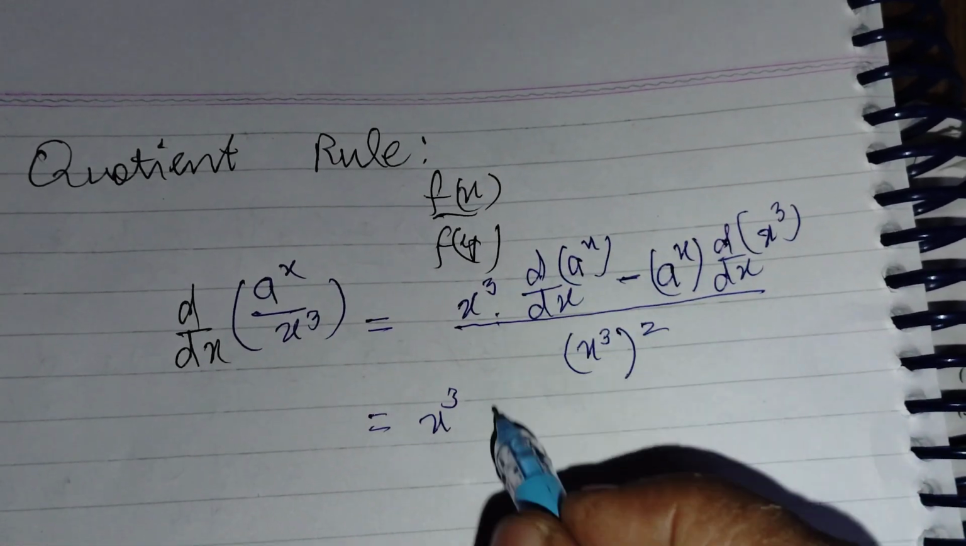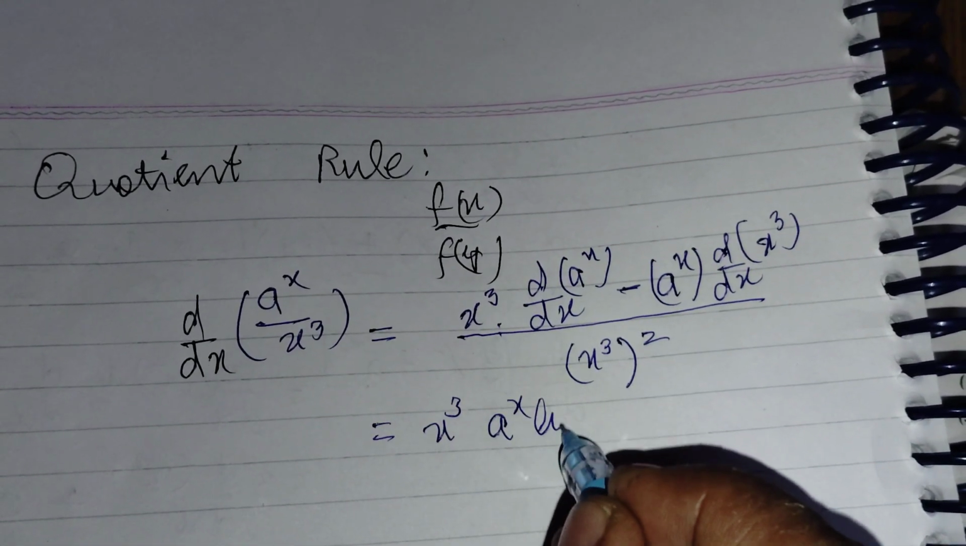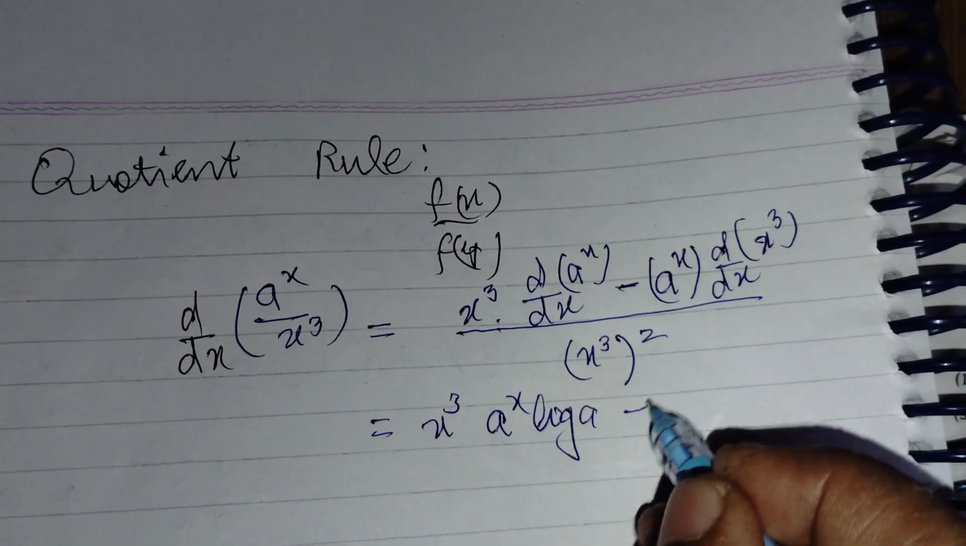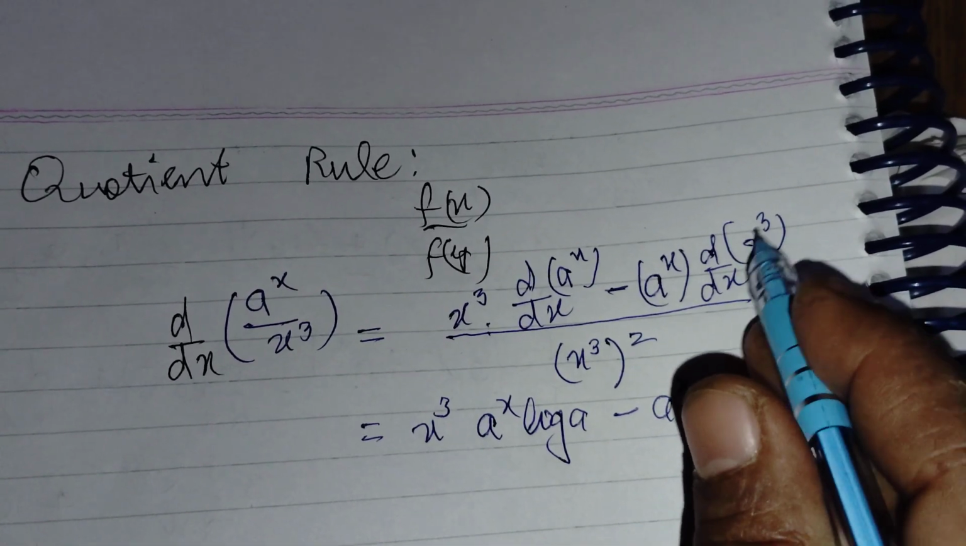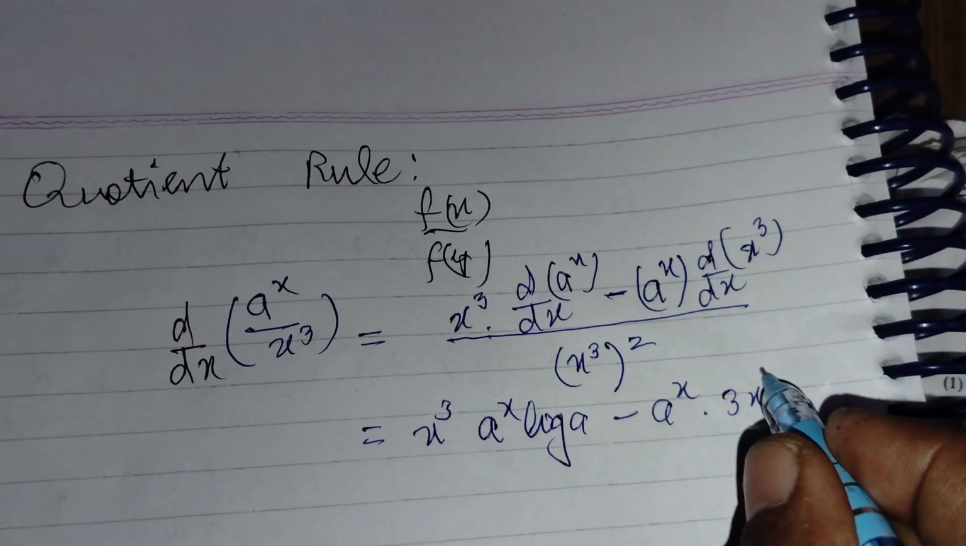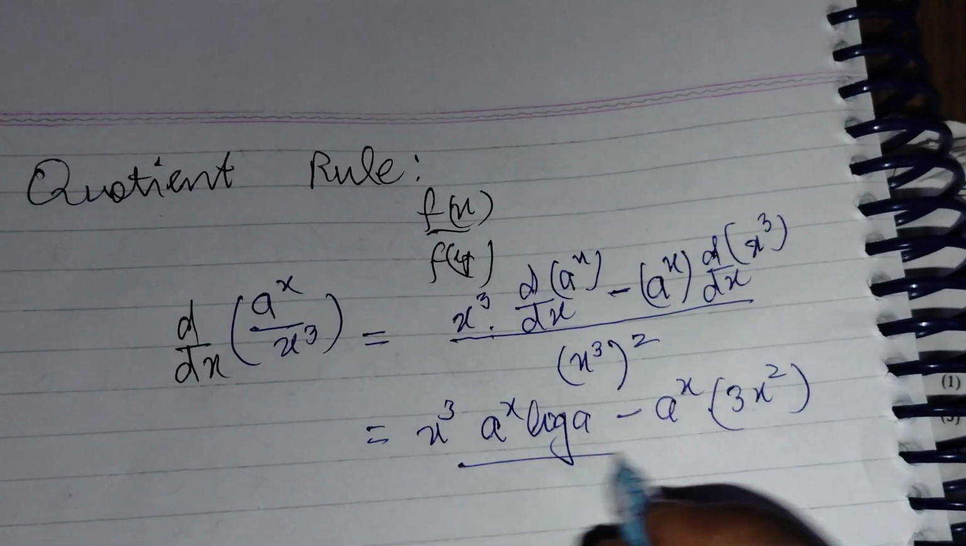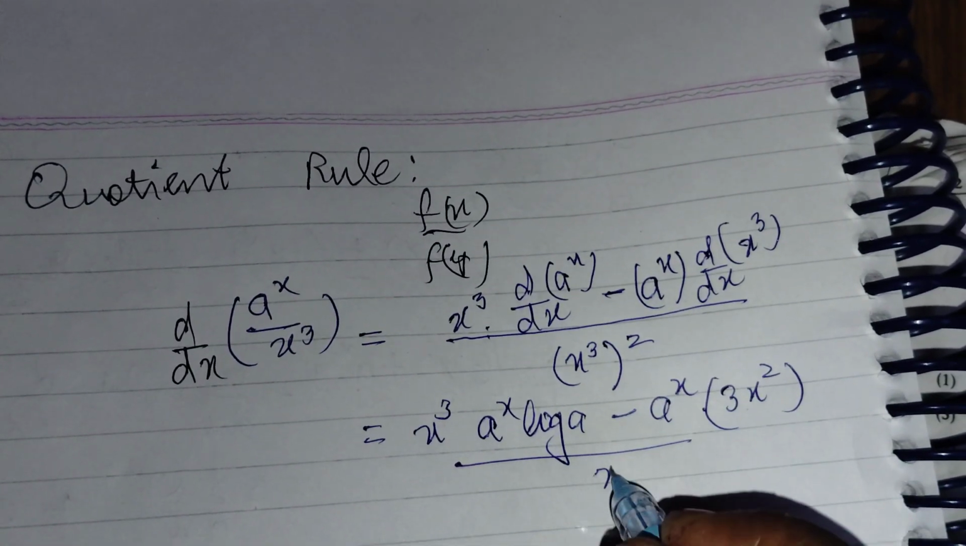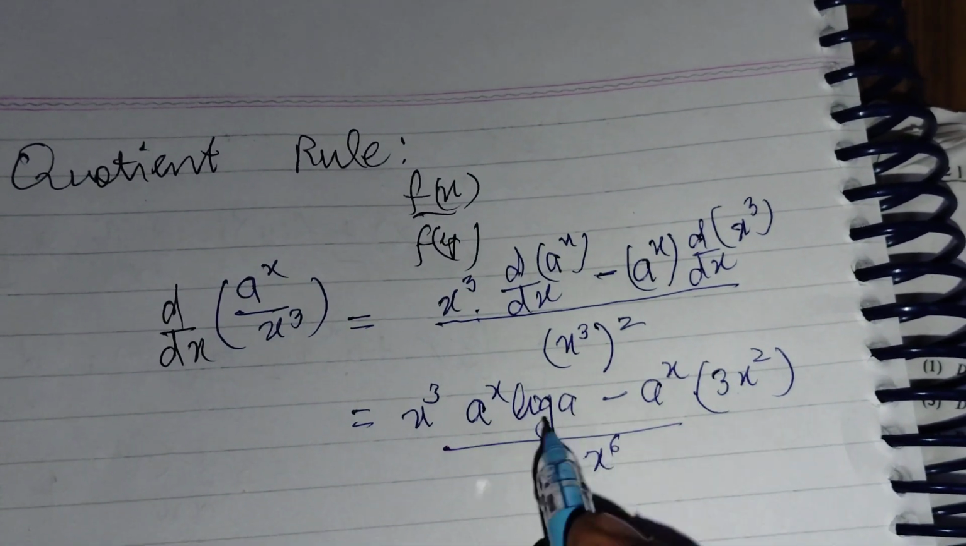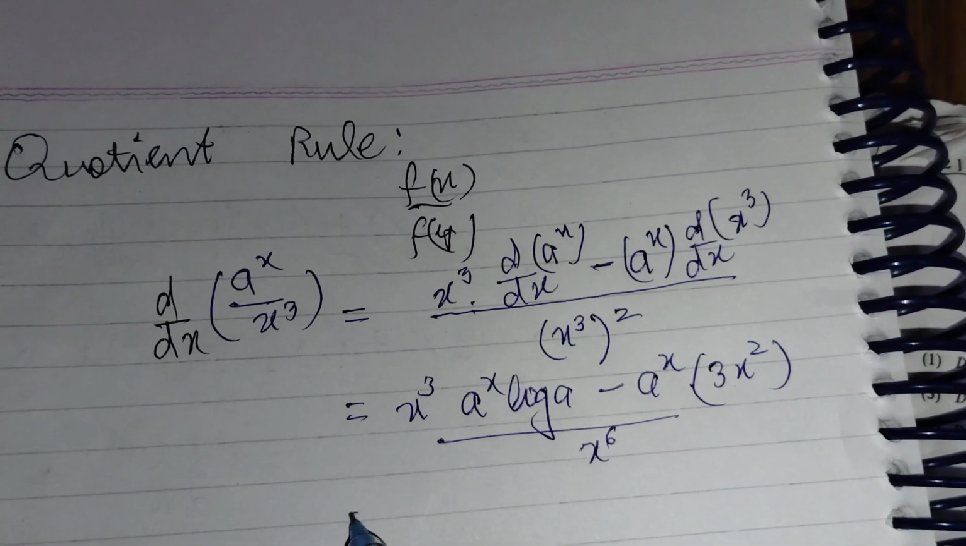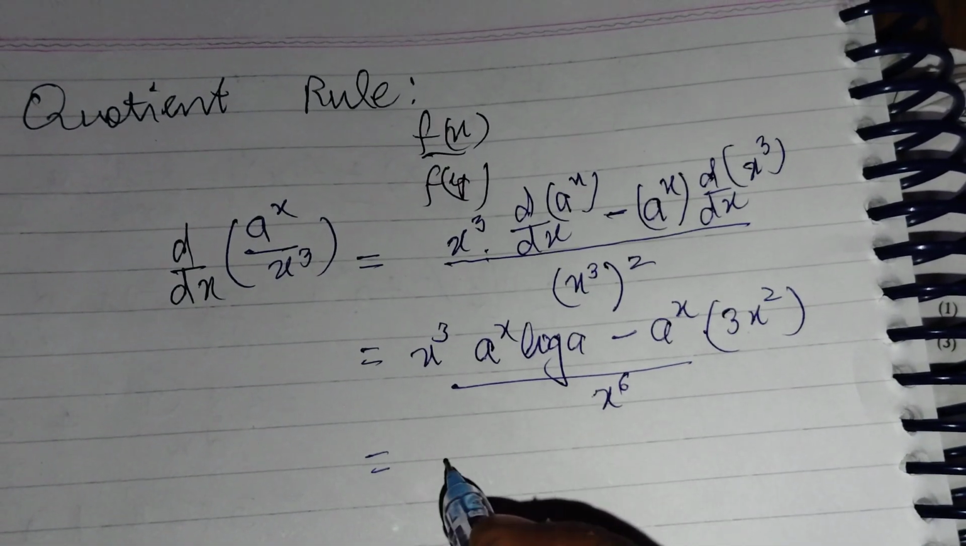x cube, a power x: its differentiation is a power x log a, minus a power x and x cube's differentiation is 3x square, upon x power 6. Power will multiply when the bracket sign is there. So this is the answer. We can further take common or simplify.